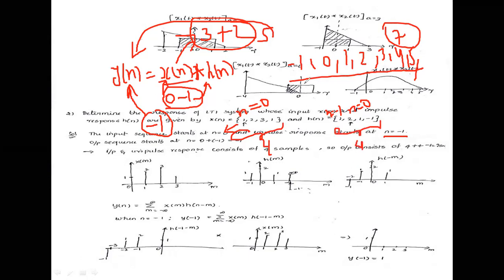Totally the samples will go from -1 to 5. And where we have to keep the value is at -1 and 0. The arrow mark is at 0. Okay, the 0 value.